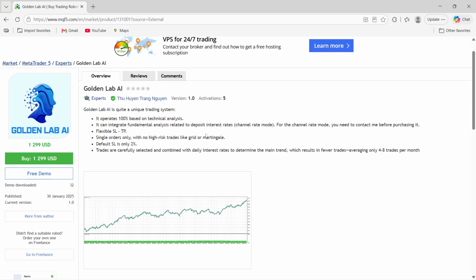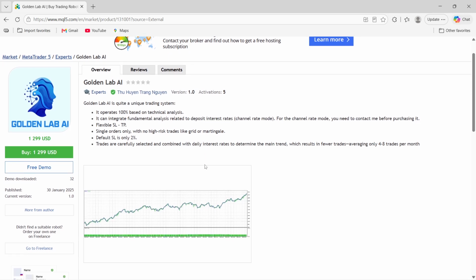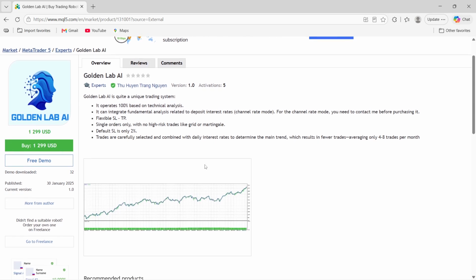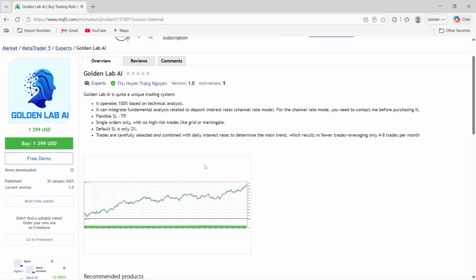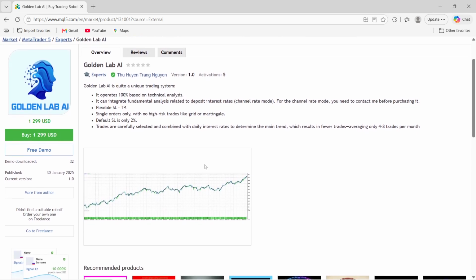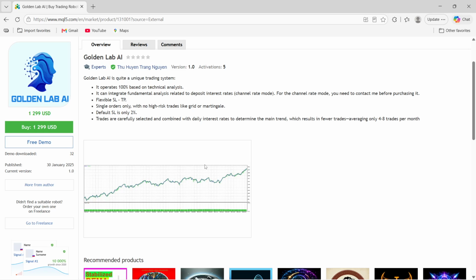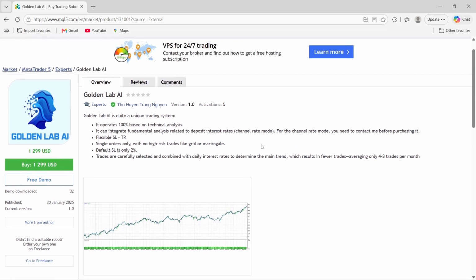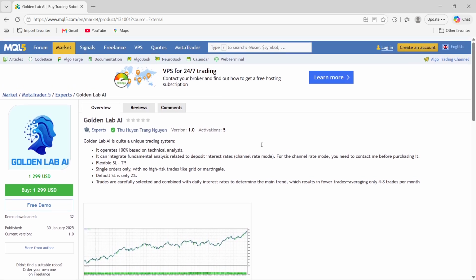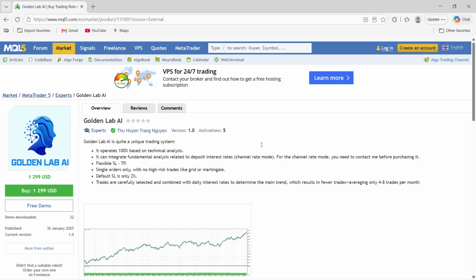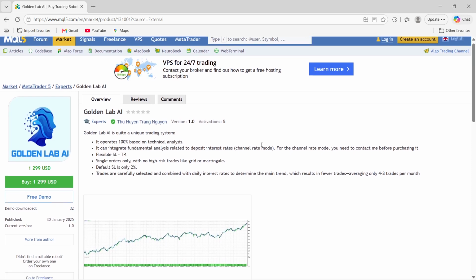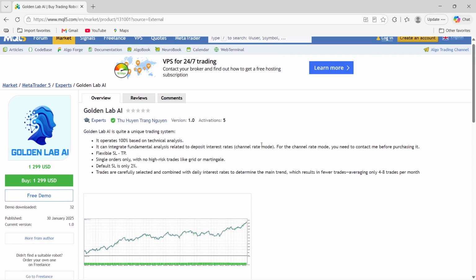So, who is it actually for and who should avoid it? This suits patient traders who prefer quality over quantity and appreciate low risk single entry systems. It's good if you want a more selective, technical AI assisted EA. If you want frequent trades, aggressive scalping, or systems that are constantly active, you should probably avoid this EA. Also, beginners may need time to understand the selective approach.